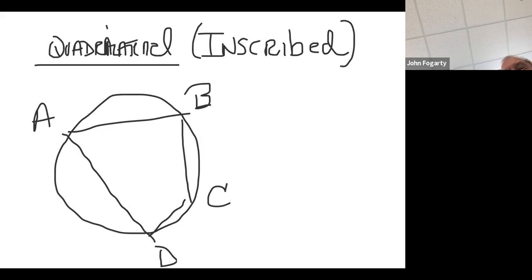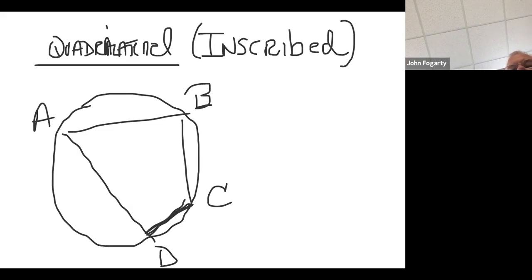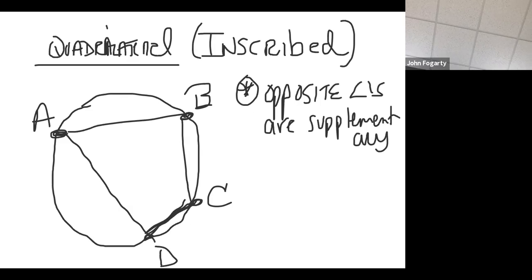So here's what I know about quadrilateral ABCD. It's inscribed. Why? Because all 4 vertices are points on the circle. Now, what you need to remember is this. If you have an inscribed quadrilateral, the opposite angles are supplementary. Now, that's true even if it's not inscribed, right?